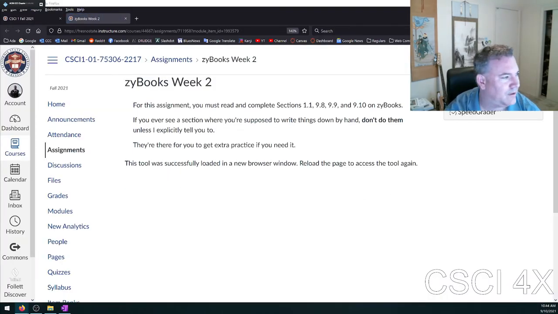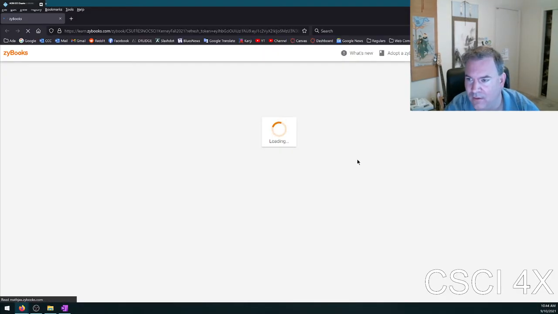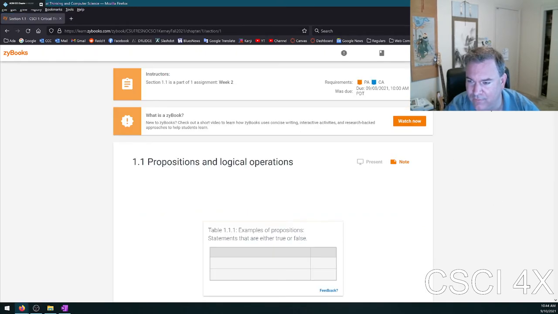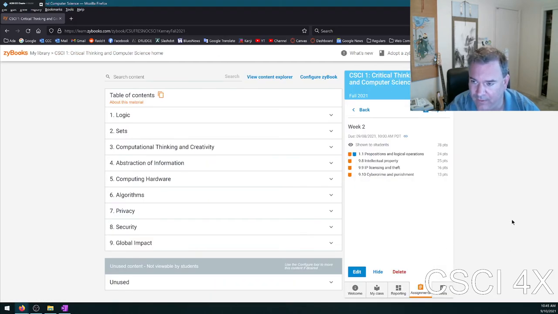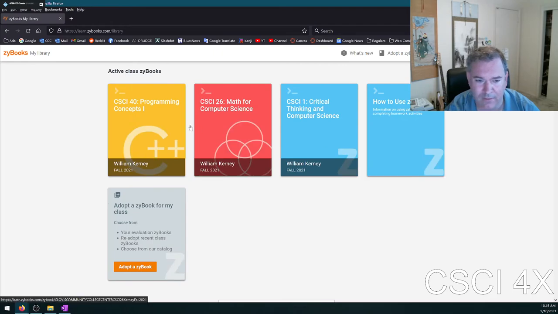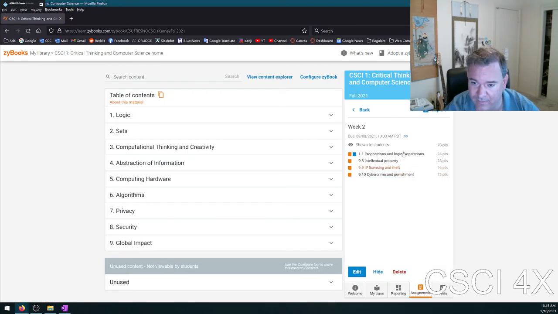So if you come over here into Zybooks, it'll tell you which sections you need to read. You need to read 1.1, and then there's a little bit on piracy as well, because we were talking about piracy last week. And then there is a new Zybooks that is going to be due next week as well. So this is a really short reading. It's 1.1, learn about propositions, logical operators, and then a little bit on piracy, digital piracy, not actual piracy.